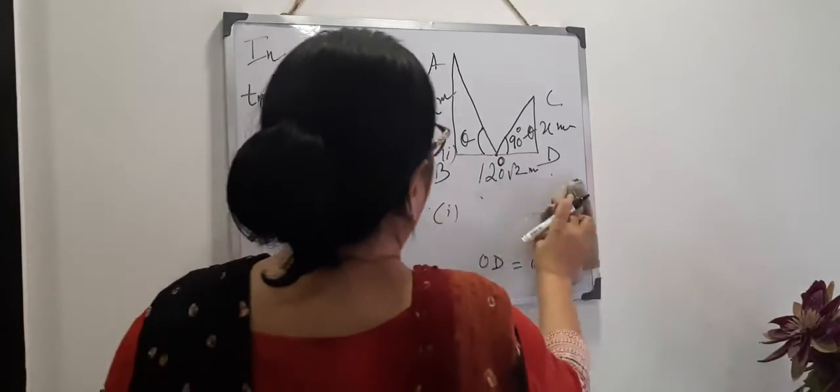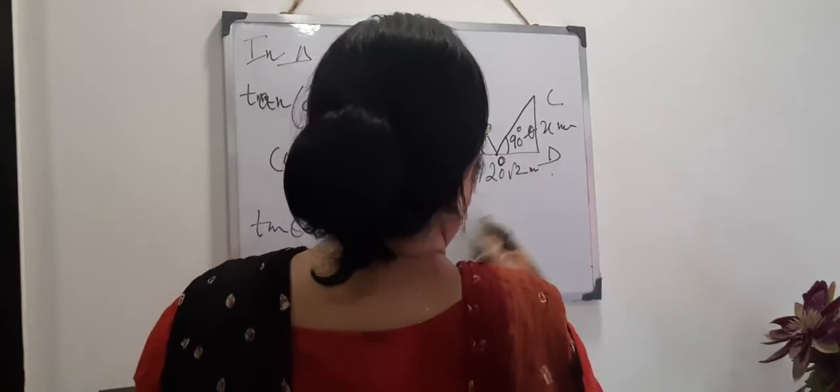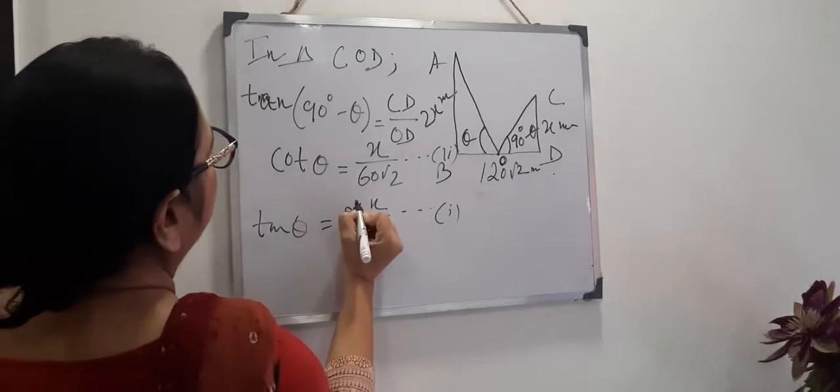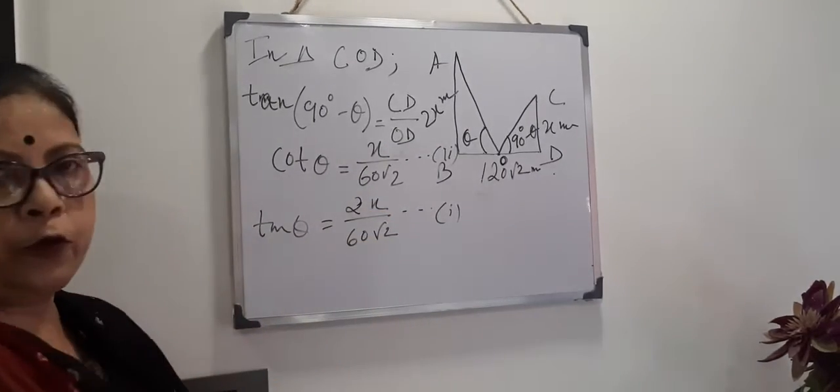Now you see, what is my equation number 1? Tan theta equals to 2x by 60 root 2.